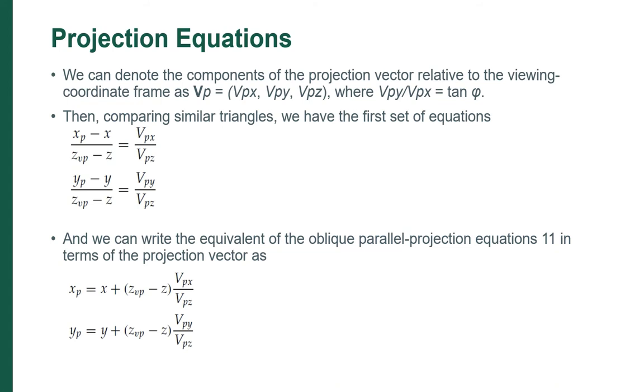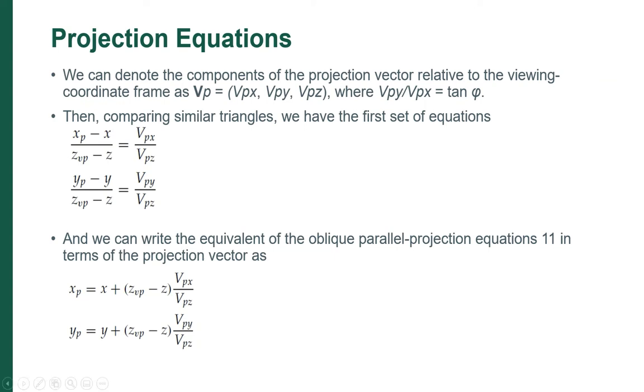These are the projection equations. We are just going to talk about this because these are very referable and useful for the next slides. Consider a projector vector related to the viewing coordinate frame as VP, with components for every axis. We obviously consider x, y, z as the principal axes, and we also know that tan phi is vpy by vpx.